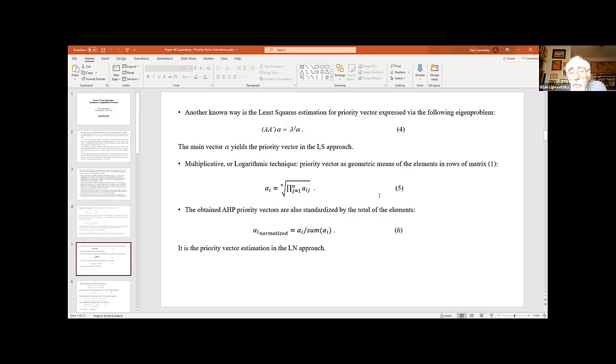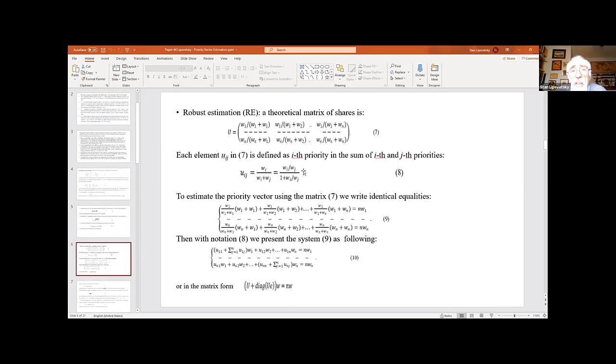Multiplicative, formula number 5. Also, it is derivable. It is least squares of the values in the pairwise comparison matrix, but in logarithmic scale. So this solution also is derived. And we usually normalize all those solutions to a total equal to 1. Okay, here is the less known, but published, so it's easier to find.